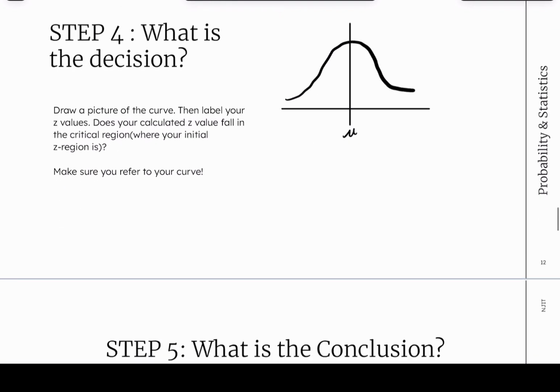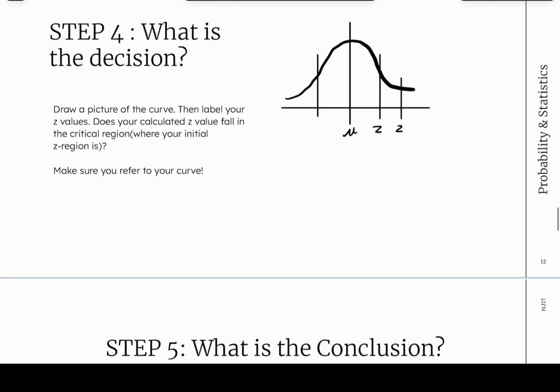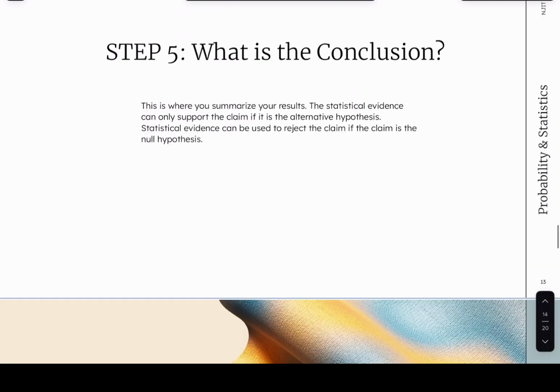Label our z-values. You always want to draw a picture. You never want to do any of these without drawing a picture of your curve. And finally, you just say, what's your conclusion? This is where you can summarize your results. You make a formal statement saying if your null hypothesis can be rejected, accepted, or if there's not enough information.